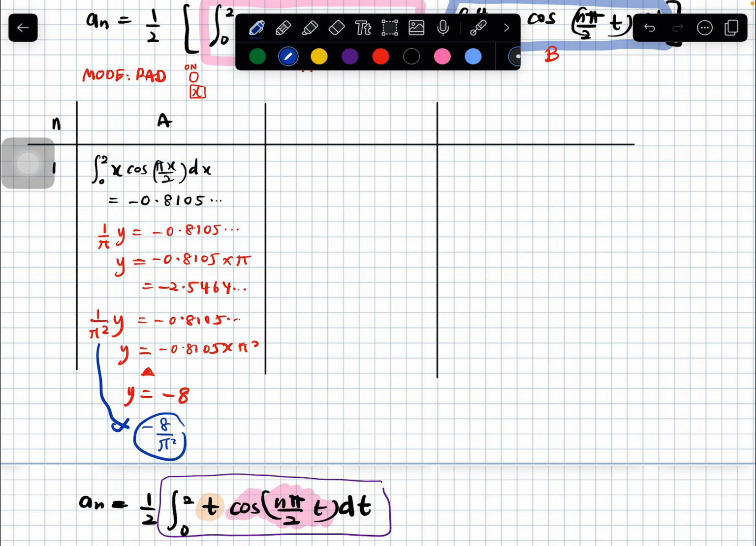If you calculate again, putting in negative 8 over pi square manually, you will get the same answer, negative 0.8105 and so on. So we want to write it in this form.